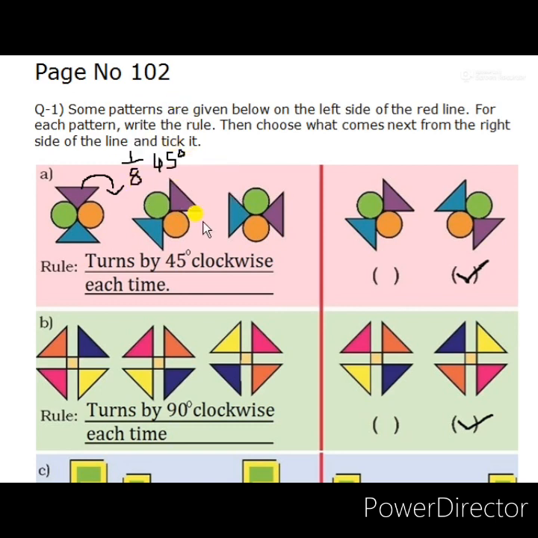And in the third position, see, from the right side it slightly changed to the next 45. So 45 plus 45, 90 degrees. So from the top to the right-hand side, the purple color came. That means it turned 90 degrees to the right side. So we can write the rule for this figure: the figure turns by 45 degrees clockwise. Otherwise you can write: the figure turns by 45 degrees clockwise each time.